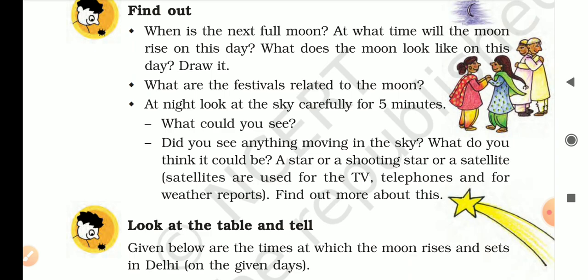So here, what are the festivals related to the moon? Karwa Chauth, Eid. Then at night, look at the sky. What could you see at night? We can see the moon, stars. Then find out more about this. And shooting star is also mentioned here.